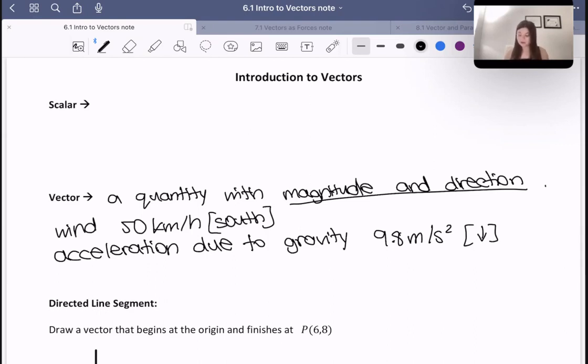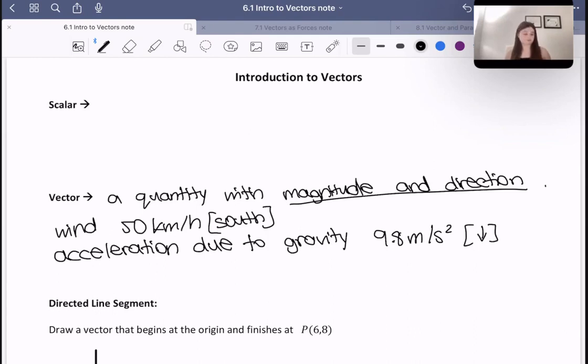A vector is a quantity with magnitude and direction. For example, wind that's going 50 kilometers an hour south. That's a magnitude of 50 kilometers an hour, and the direction is south. What about gravity? Acceleration due to gravity is 9.8 meters per second squared, and it's going downward specifically. If I drop this bouncy ball, it's not going to maybe go up, maybe left, maybe right. It's going to go down no matter what. I can do it a billion times, it's always going to go down. That's always our direction.